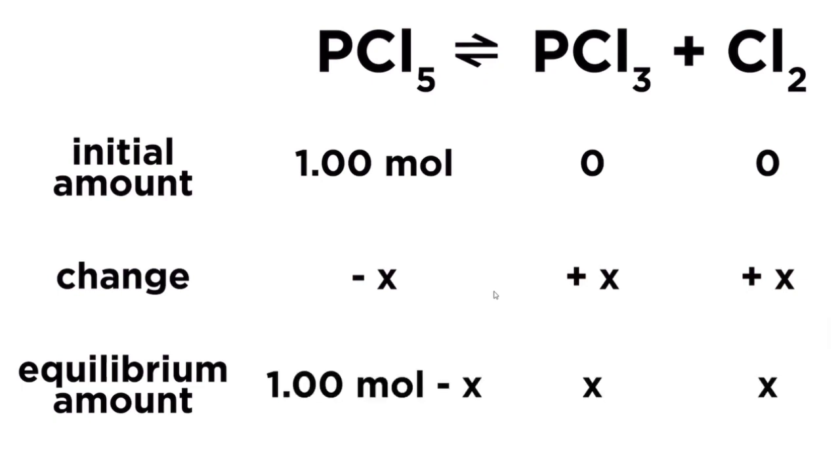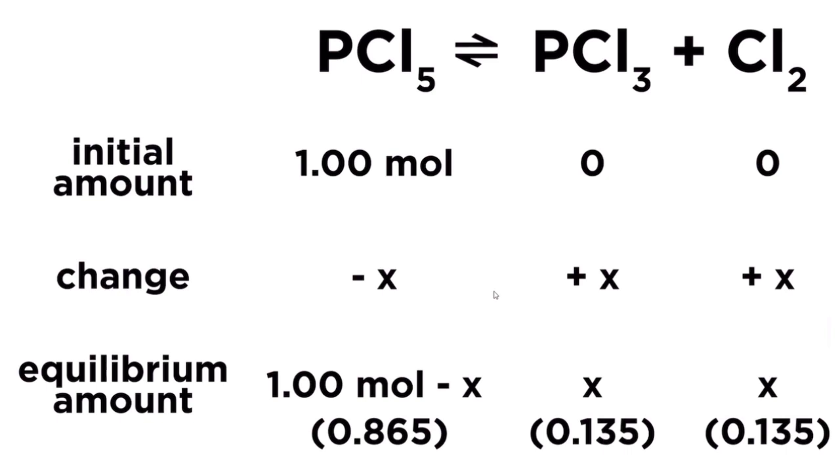Then lastly, we add up the initial and the change to give the amounts present at equilibrium. For the reactant, this is 1 minus X, and for the products, it's simply X. We measured the final concentration of PCl3 as 0.135 moles, which here will correspond to X, and we therefore know all the other concentrations by plugging in X. Simple, no? Well, it can get trickier, as we will see. But first, let's learn about equilibrium expressions.